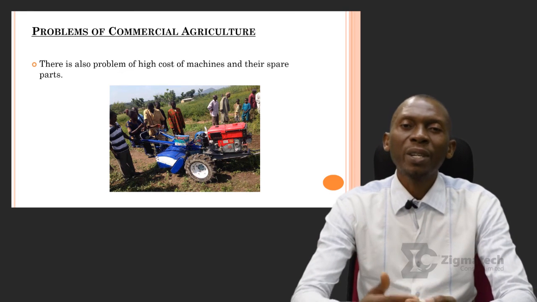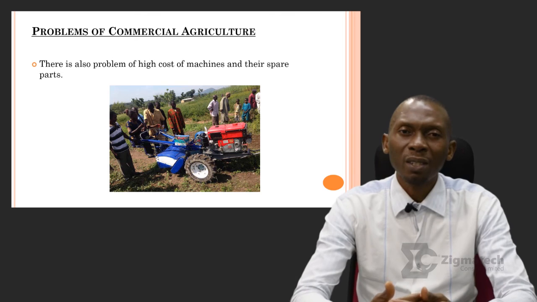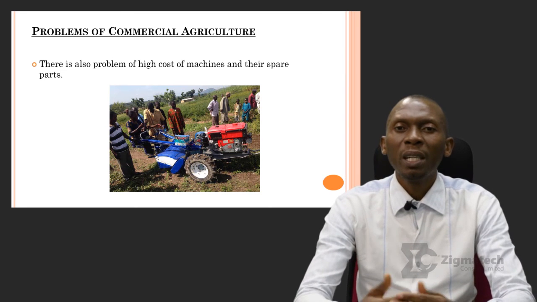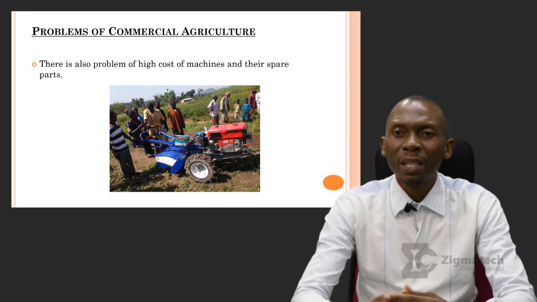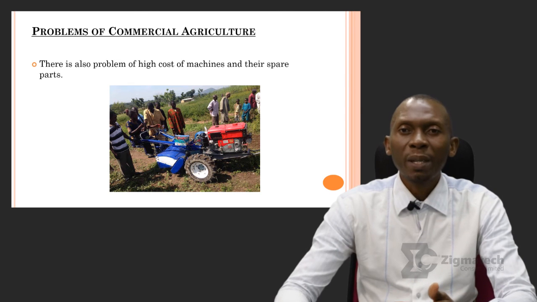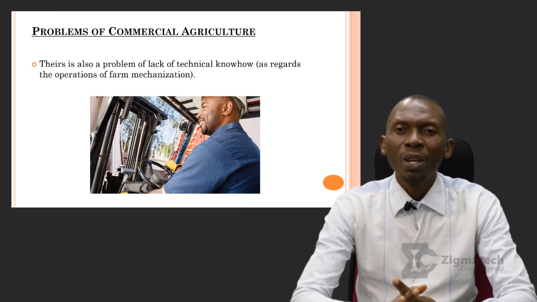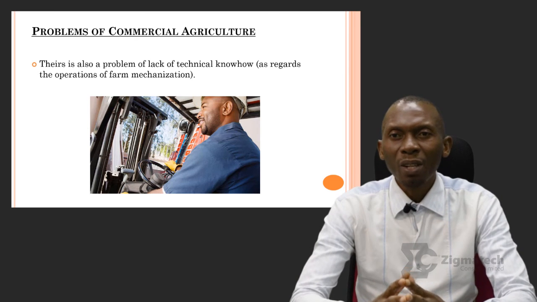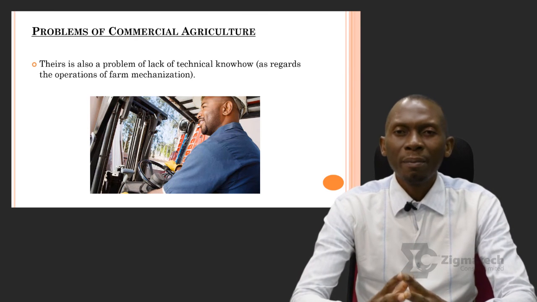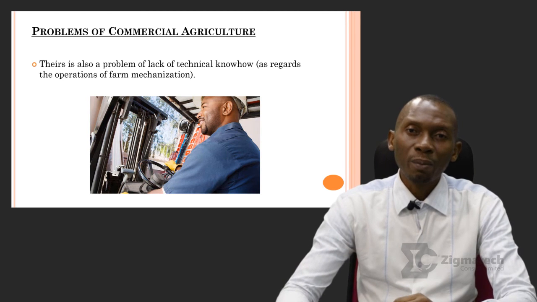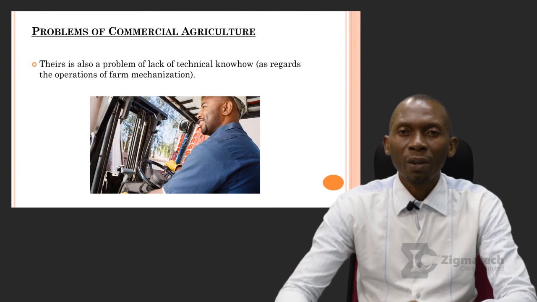High cost of machinery, and high cost of spare parts too, is another problem in commercial agriculture. These machines are expensive, and the spare parts are also expensive. Then there's also the lack of technical know-how. You need to have basic knowledge on how to operate these farm machines, and that's another problem of commercial agriculture.